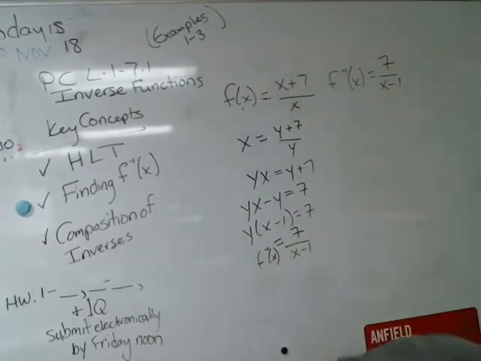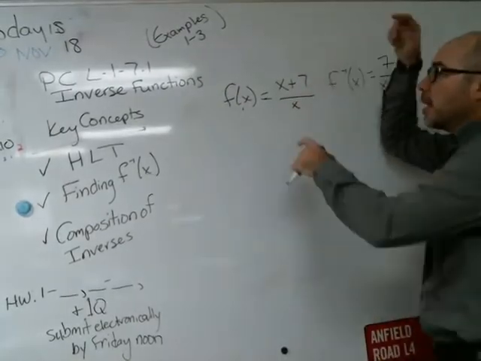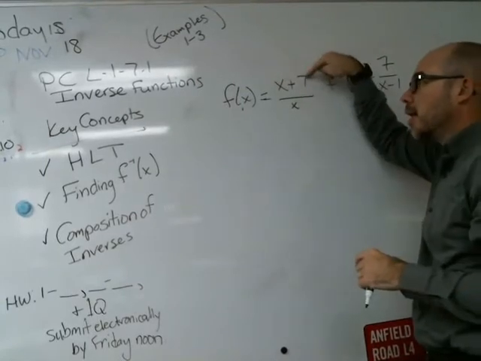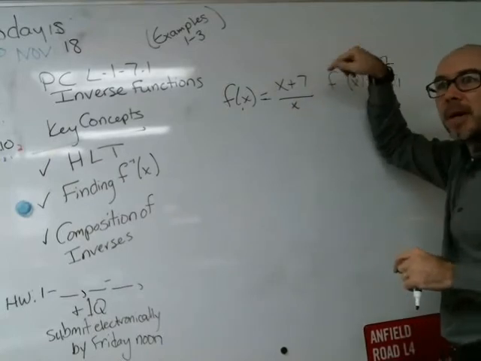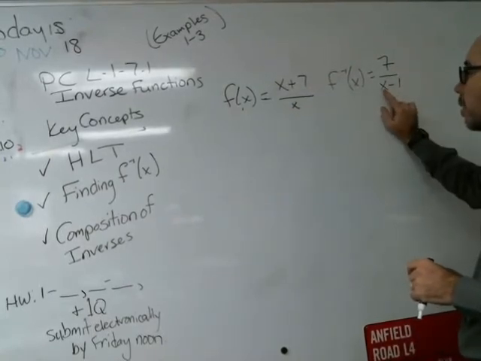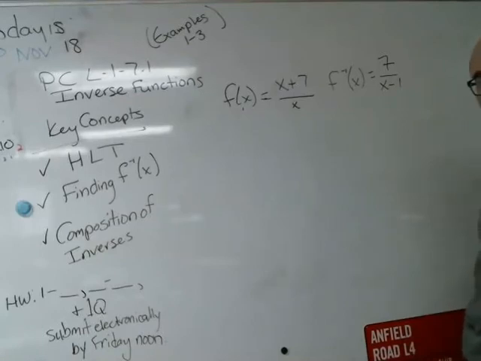If I plug a number in for x, I do two things: I add 7 and I divide by the number. Here, I plug in a number and take away 1 and then take 7 and divide by that number. That doesn't seem like it's doing the opposite, but I could write this in a different way to show you that that thing is true.